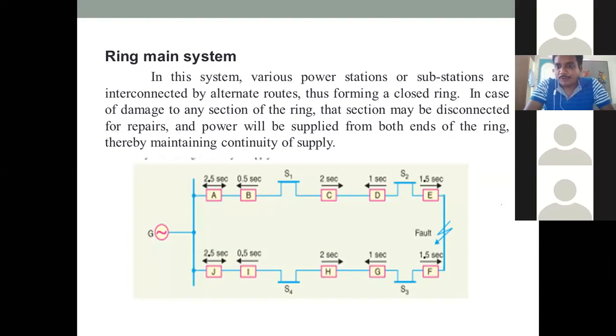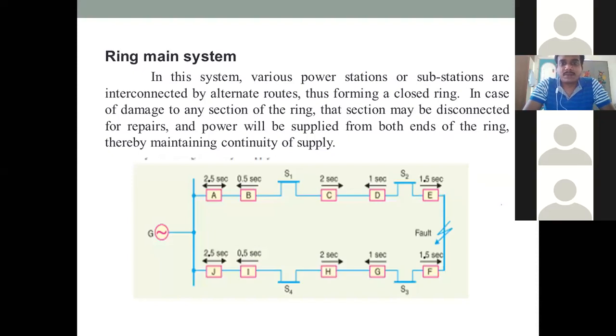For example, if a fault occurs between E and F, then only the two relays close to E and F will operate, so that section alone will be disconnected. All the substations will still be connected to the supply. You will have continuity of supply, and there will not be any breakdown. That is the main advantage.